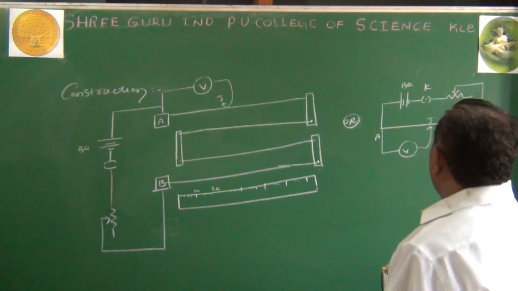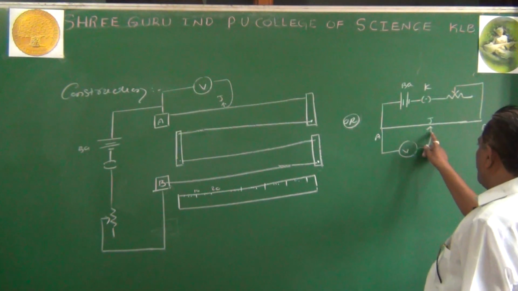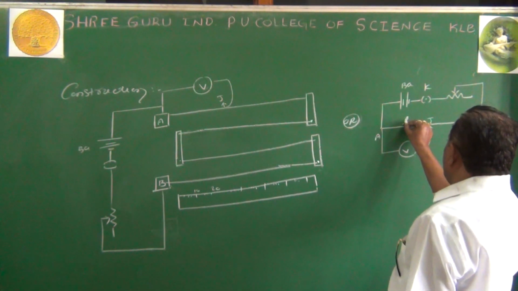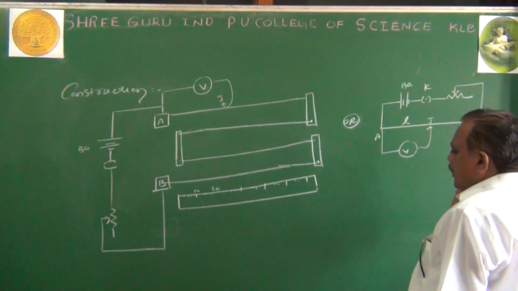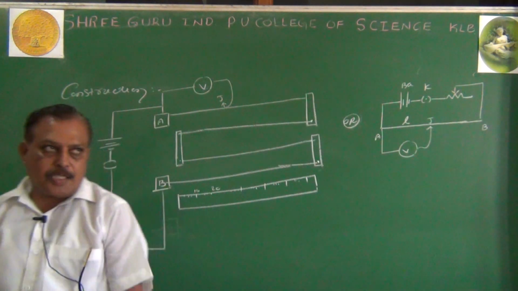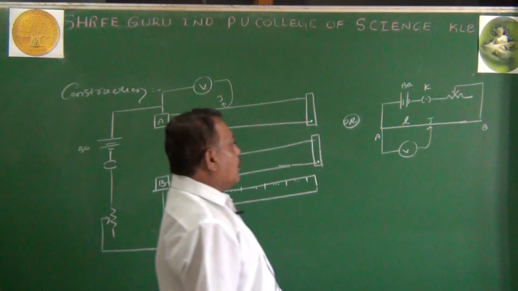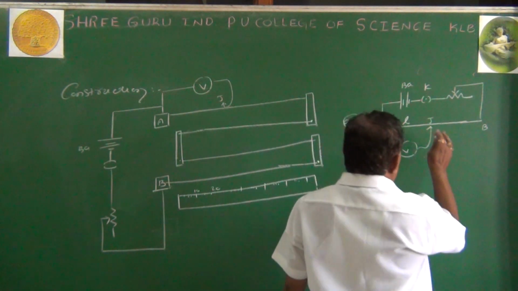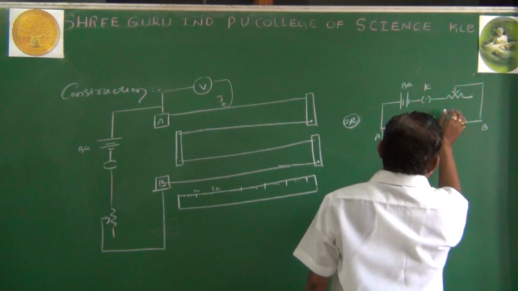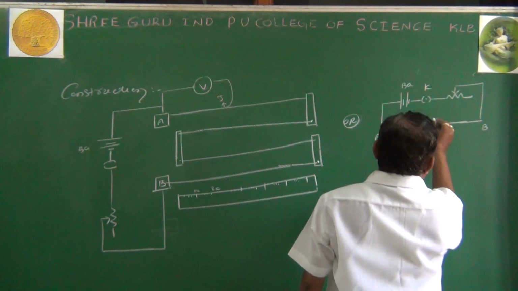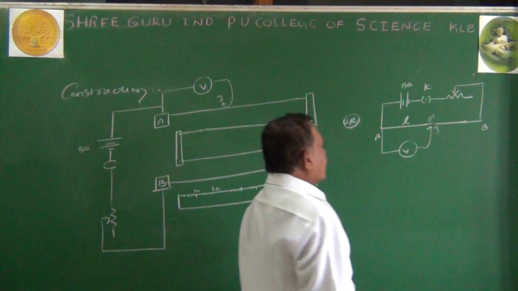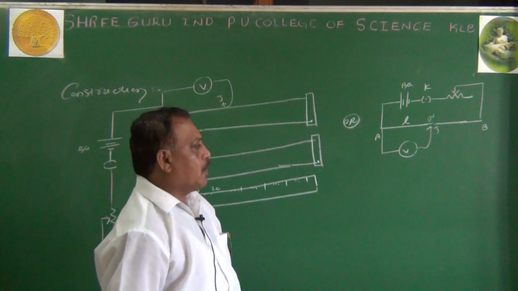So, if I slide the jockey on the wire, it covers the length L and it measures the corresponding potential difference V, by passing the constant current. Now this is nothing but the null point, N point. Now this is J. So I don't go for the null point here.